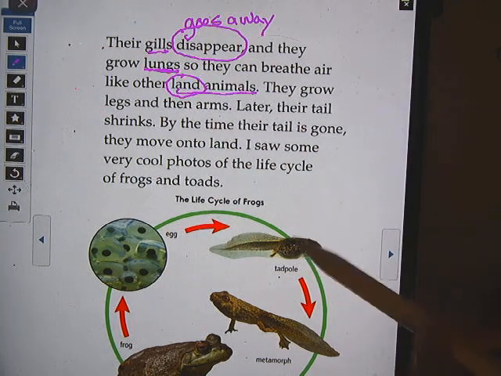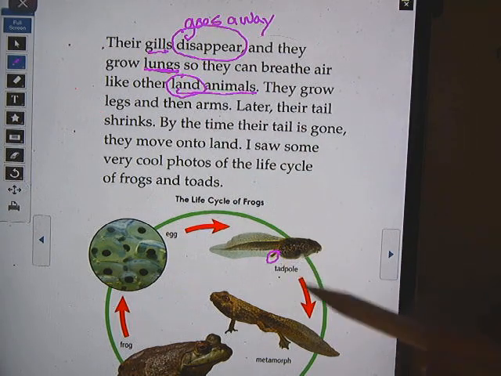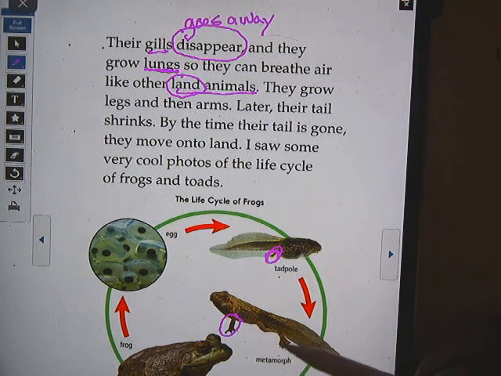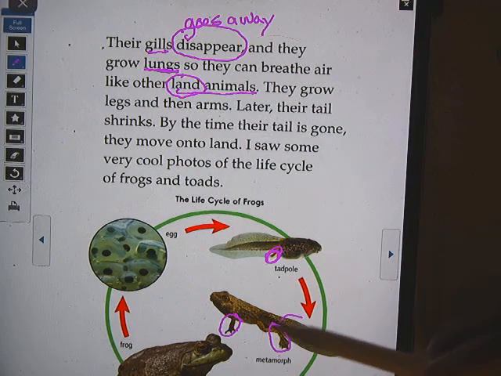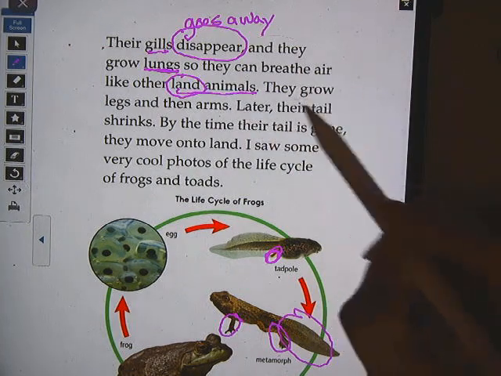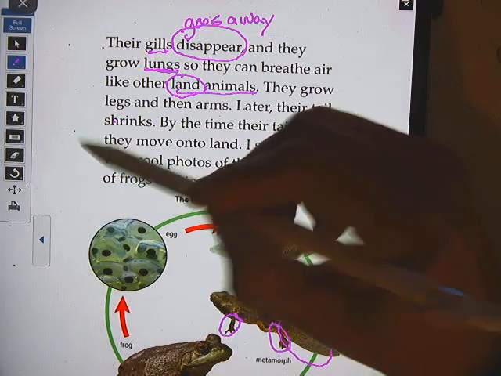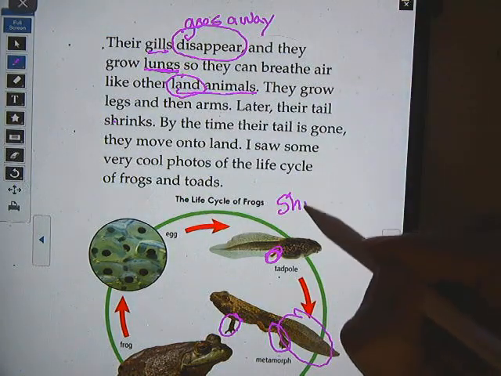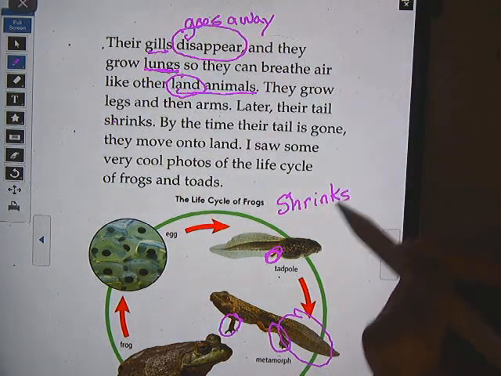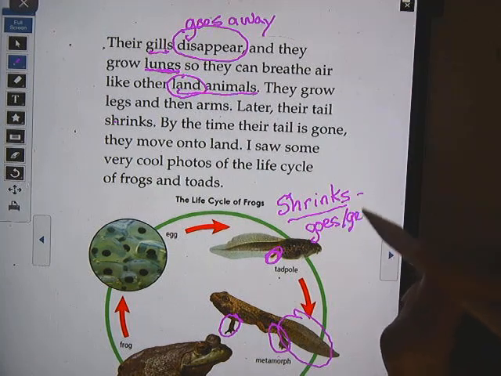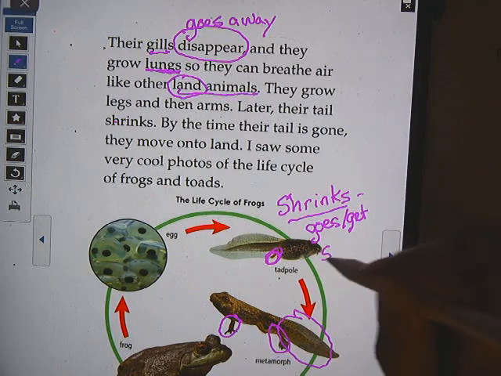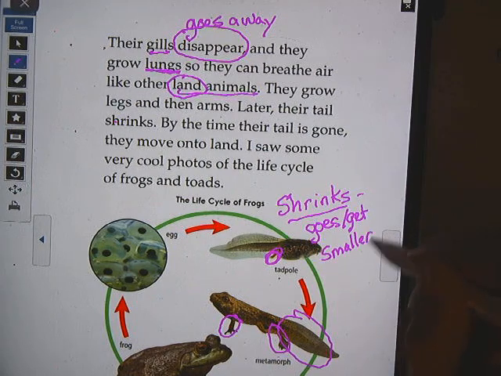Okay, so we're looking here. Here's your tadpole. It looks like it's got something that resembles a leg there. But look here. It's starting to grow those legs and arms. Later, their tail will shrink. So when something shrinks, it gradually goes away. So shrinks. It's something that gets smaller with time.